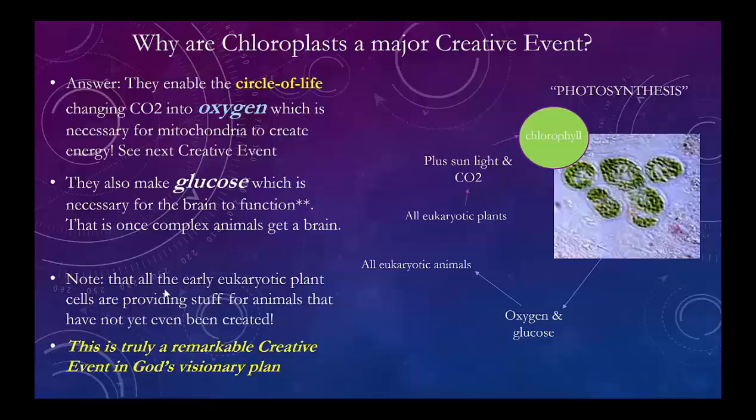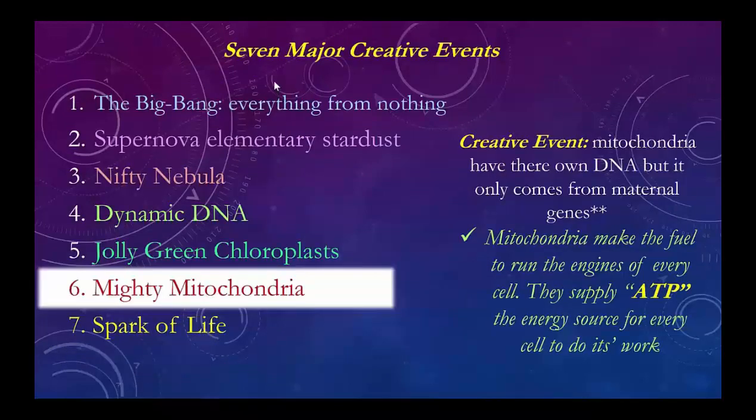Now let's note that all early eukaryotic plant cells are providing the stuff for animals that have not yet been created. You realize that these cells are doing everything for something that's not going to happen for another billion years. This is truly a remarkable creative event in God's visionary plan. Now the sixth of the major creative events is the mitochondria.